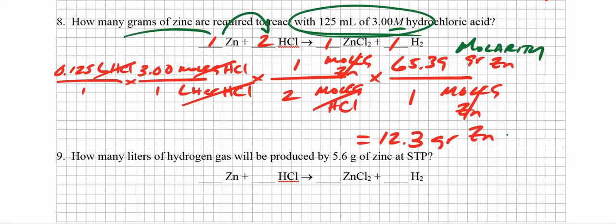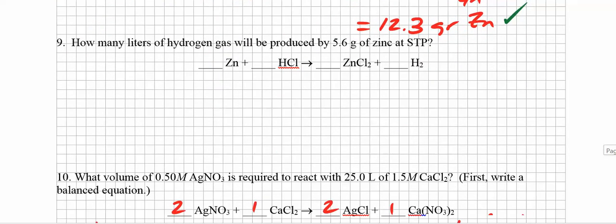And that'll do it for number 8. Let's go to number 9. Number 9 says this. It says, how many liters of hydrogen gas will be produced by 5.6 grams of zinc? We're back to this STP. Remember, at STP, all gases have the same volume, 22.4 liters.